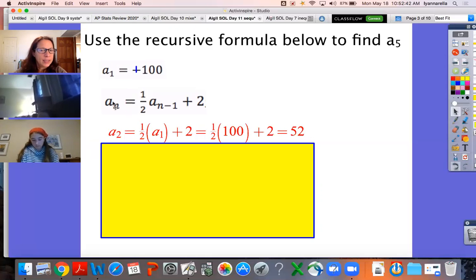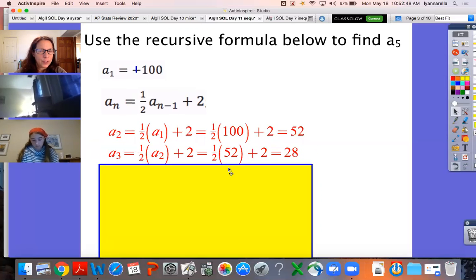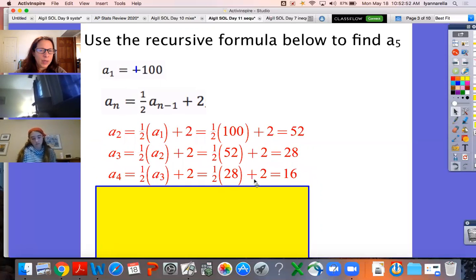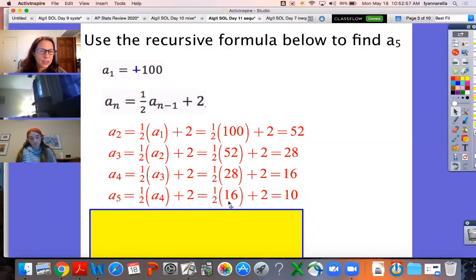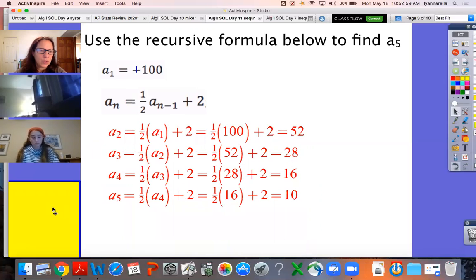Now to find a sub 3, I have to put the 52 in this spot. So now I'm going to take 1/2 of 52 plus 2, and that's 28. And then a sub 4 would be 1/2 of 28 plus 2 is 16, and a sub 5 would be 1/2 of 16 plus 2 is 10. So that's the recursive formula.